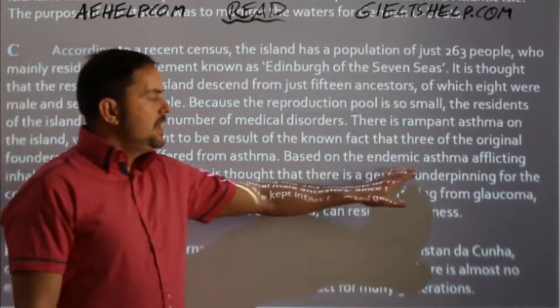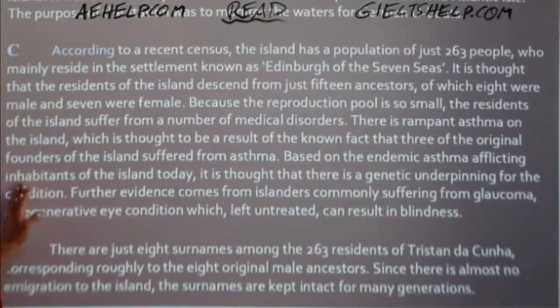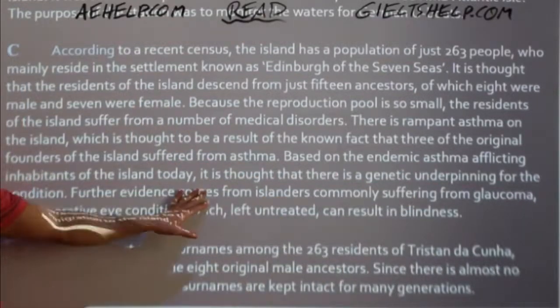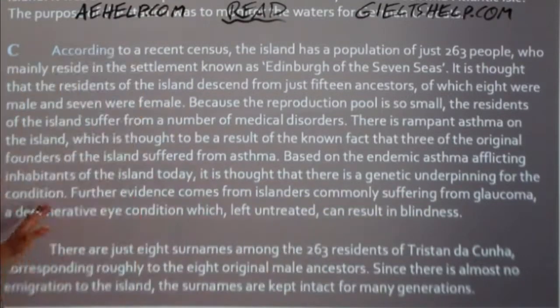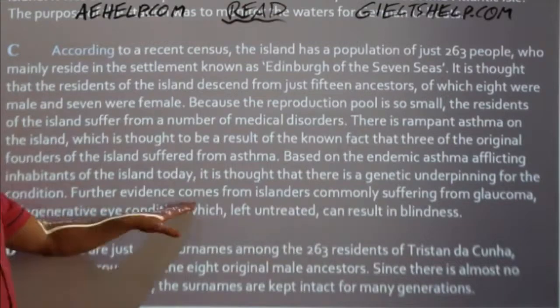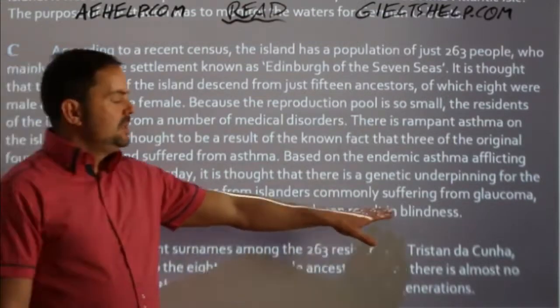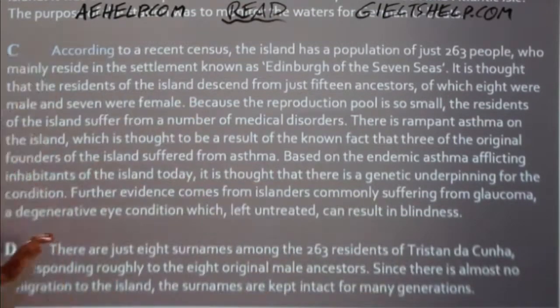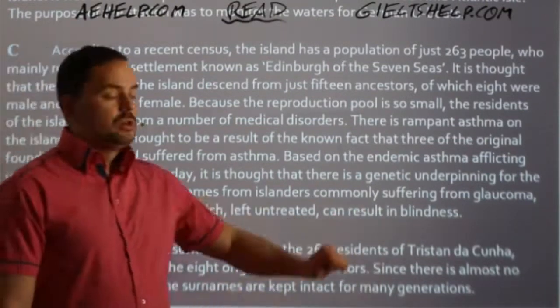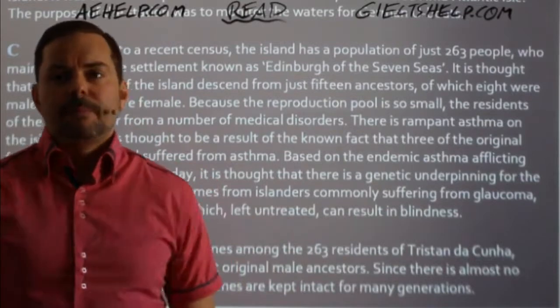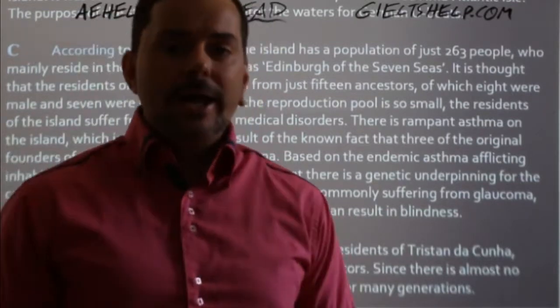Based on the endemic asthma afflicting inhabitants of the island today, it is thought that there is a genetic underpinning for the condition. Further evidence comes from islanders commonly suffering from glaucoma, a degenerative eye condition which, left untreated, can result in blindness.